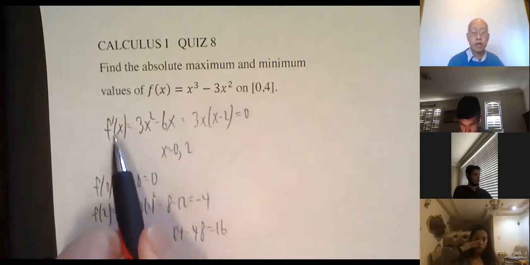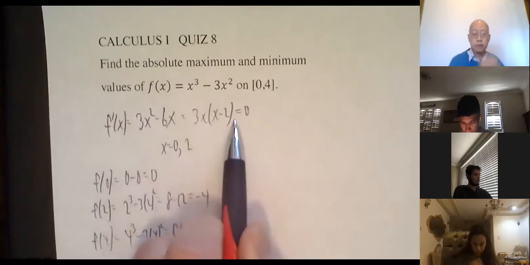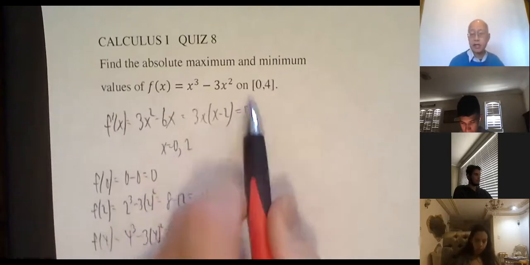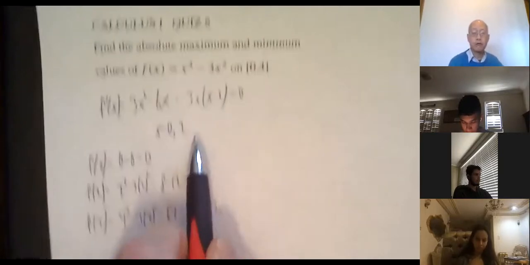Okay, critical numbers. F prime is 3x squared minus 6x. 3x times x minus 2 equals 0. That gives me x equals 0. I had to plug in 0 anyway. And plug in 2. So I'll be plugging in 0, 2, and 4.